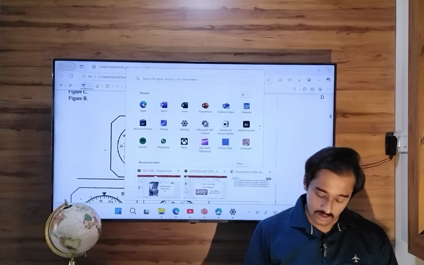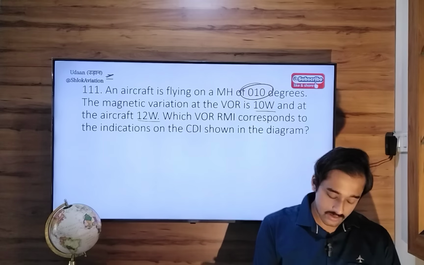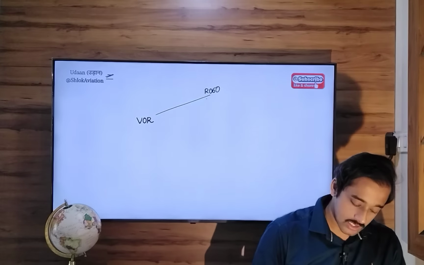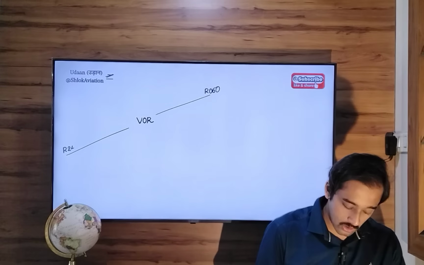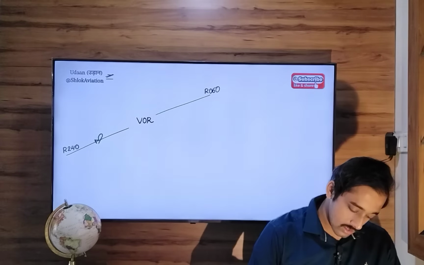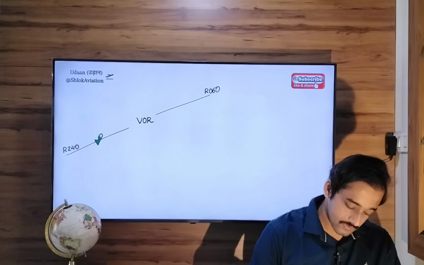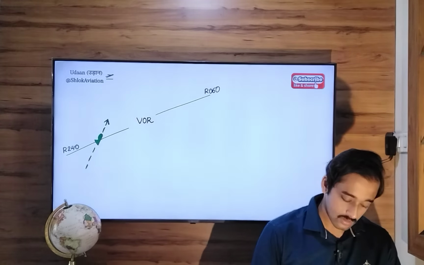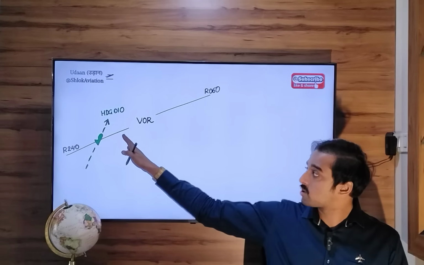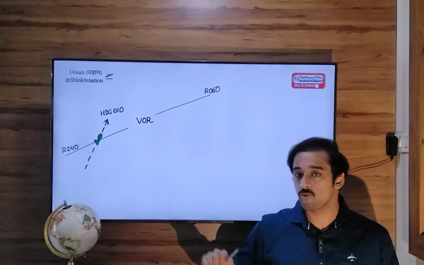of 010°. So this is your VOR station. This is radial 060. This is radial 240. The heading is 010 and the track towards the station is 060. Away from the station is 240.